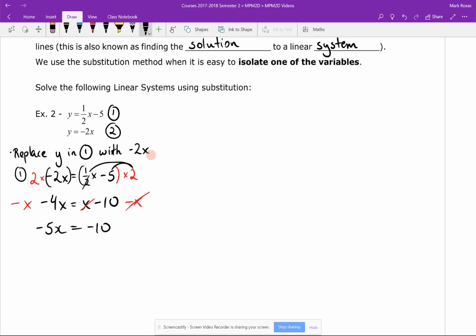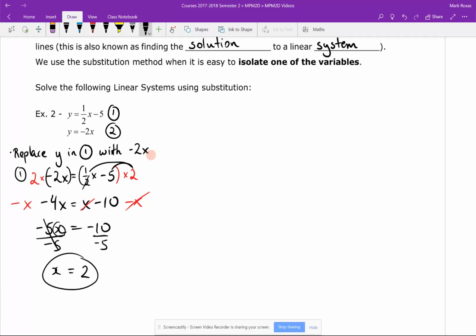And then if I divide both sides by negative 5 to keep the equation balanced, I'll have cancellation on the left, leaving me with just x. So x equals negative 10 over negative 5, which is positive 2. So there's my value for x.